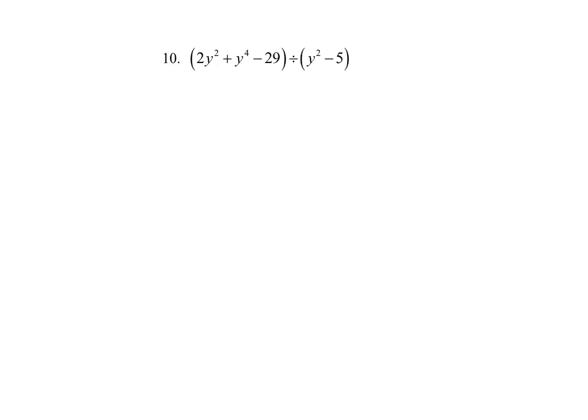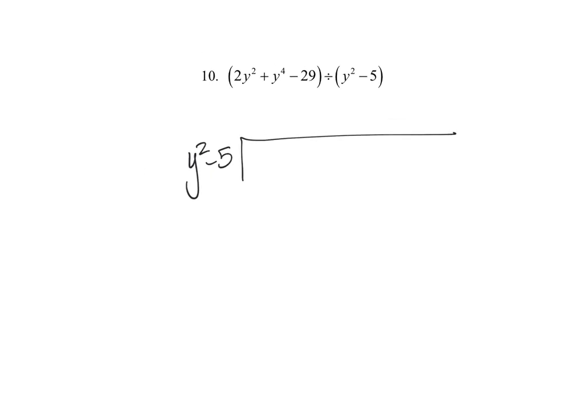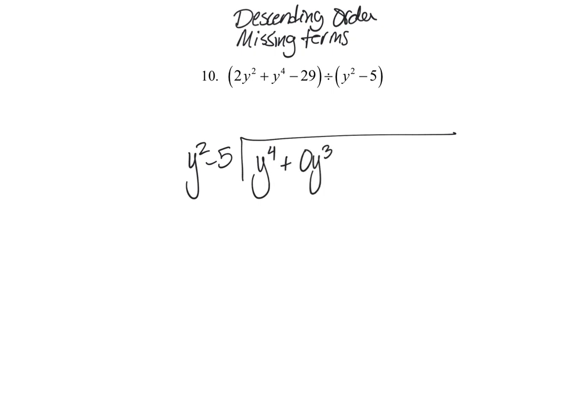Okay, one last problem on this page. I'm going to put y squared minus 5 on the outside. And looking at what goes on the inside, the dividend, I'm reminded of 2 things. It has to be in descending order, and I'm reminded to look for any missing terms. So, the leading power is the 4th power, so it's going to go first, and that means I'm missing y to the 3rd. I do have a square term. I do not have a linear term, but I do have a constant.